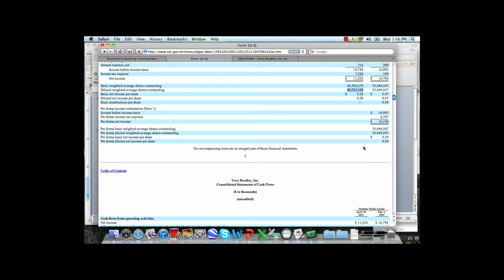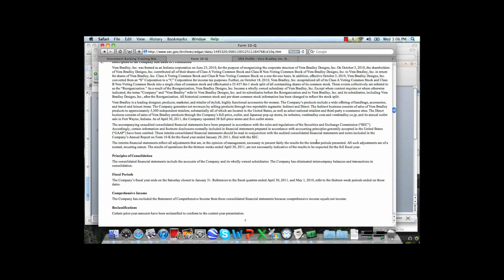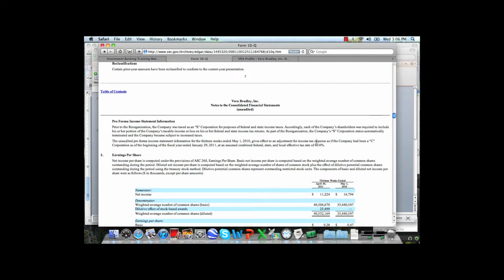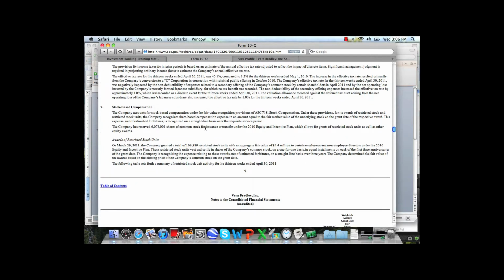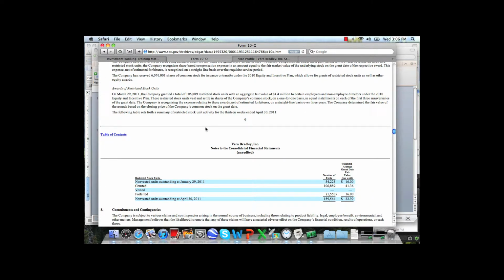The only other thing I wanted to point out on the 10Q is just a little bit of info down below. You get a description of accounting policies. You get a short version of the MD&A, explaining why certain things changed year over year. I want to flip down to the stock-based compensation, because we do need to keep an eye on what the company is doing, things that may affect its total shares outstanding.